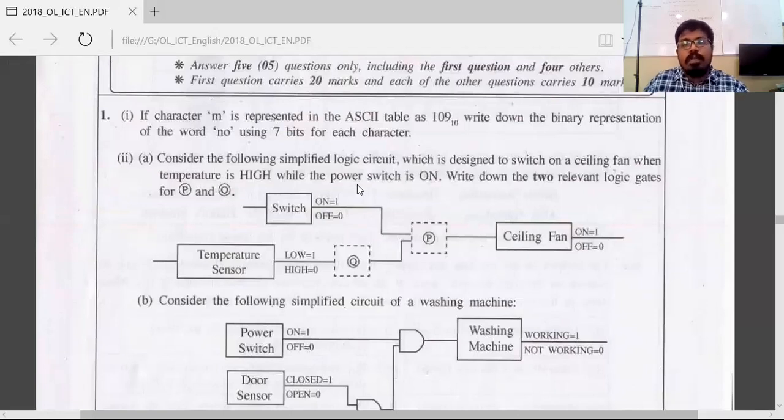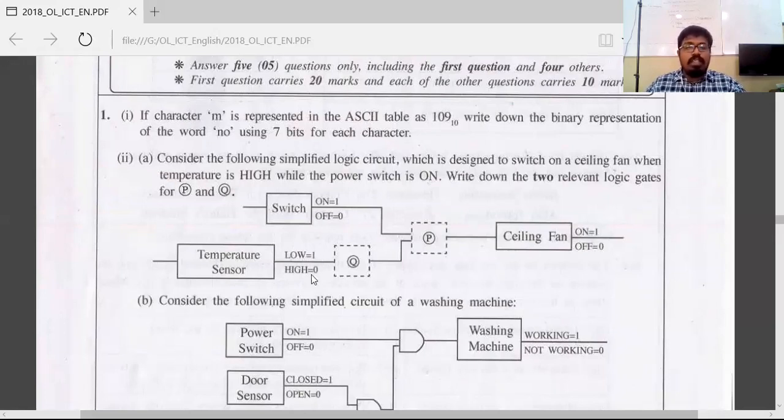Consider the following simplified logic circuit which is designed to switch on a ceiling fan when temperature is high while the power switch is on. Write down the two relevant logic gates for P and Q. Right? When the temperature is high. Right? So here switch on is 1, off is 0.